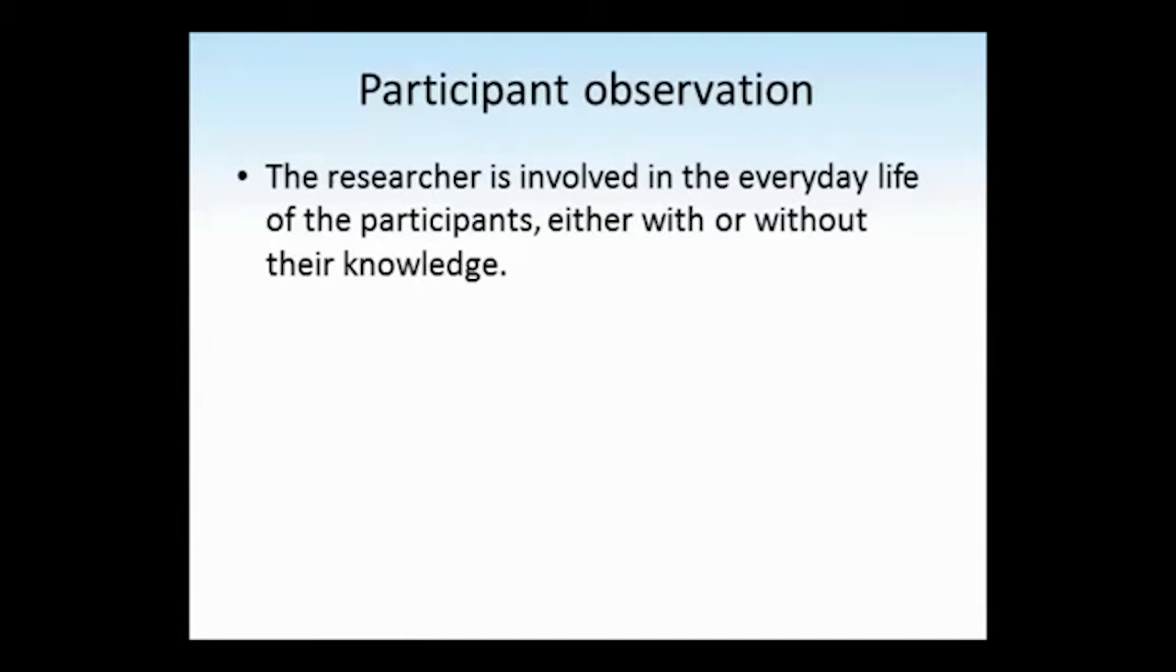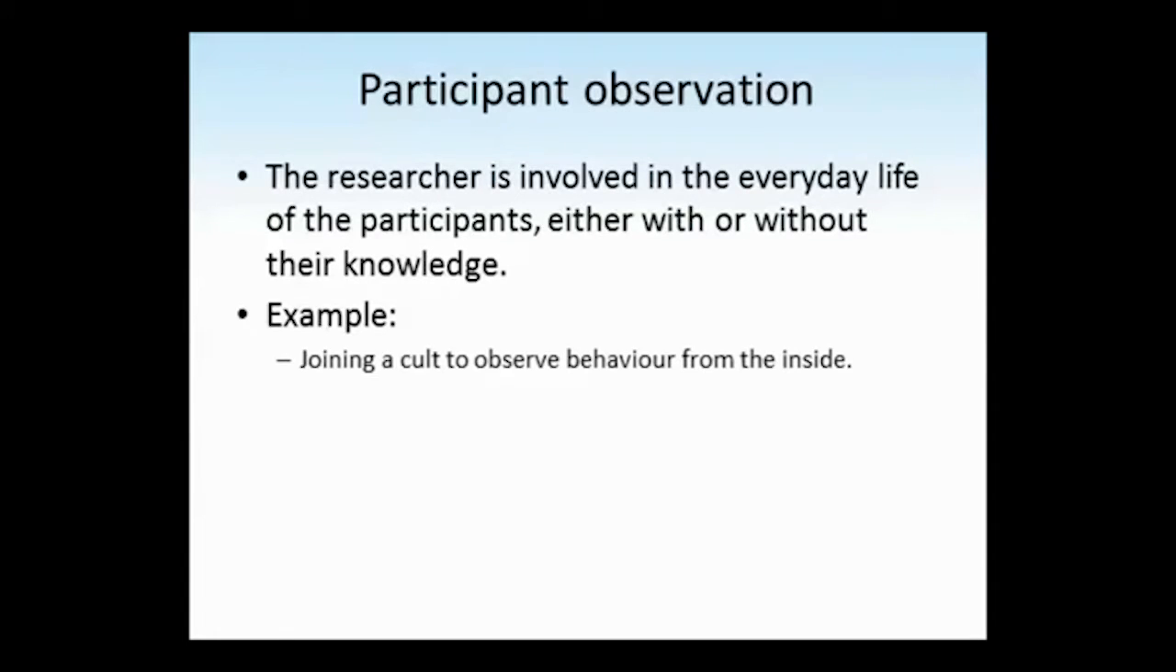The last type of observation that you'll need to know about is called participant observation. This is where the researcher becomes involved in the everyday life of the participants, either with or without their knowledge. For example, a researcher might try to join a cult to observe the behaviour of cult members from the inside. They probably wouldn't tell the rest of the cult that they were researching them, but in some cases they might do.